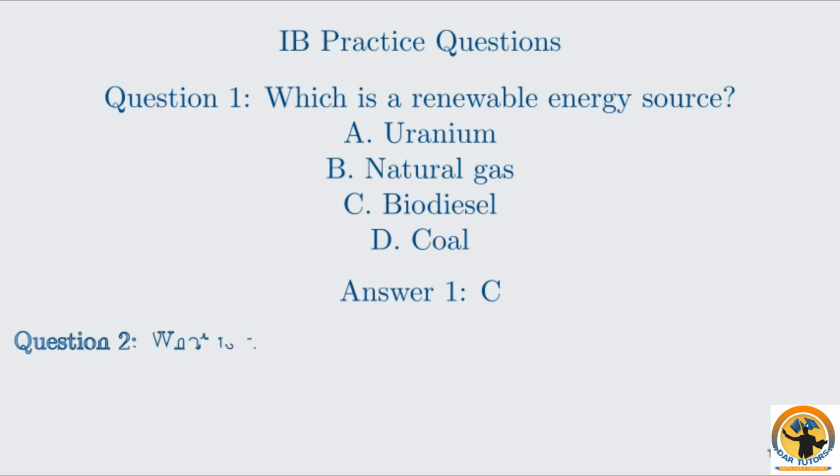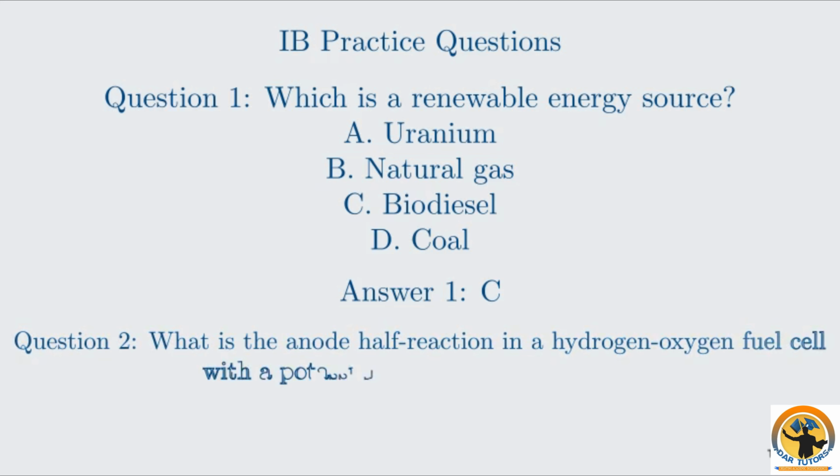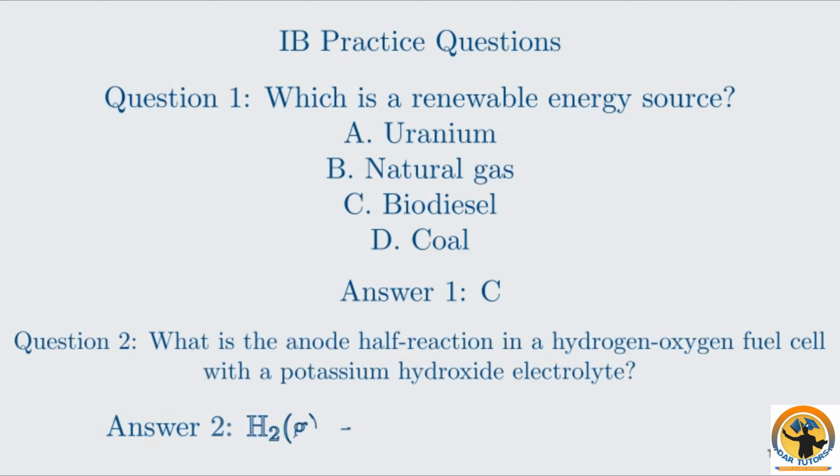Question 2 asks for the anode half reaction in a hydrogen-oxygen fuel cell with a potassium hydroxide electrolyte. We need to remember this means alkaline conditions. At the anode, oxidation occurs. In an alkaline environment, hydrogen gas reacts with hydroxide ions. The half equation we learned was H2(g) plus 2OH-(aq) produces 2H2O(l) plus 2e-. So the correct half reaction is H2 gas plus 2OH- aqueous produces 2H2O liquid plus 2 electrons. This shows hydrogen being oxidized to water with the loss of electrons.